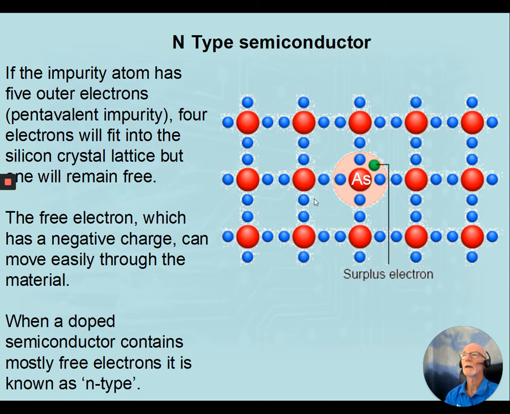As an example, if we dope our material with arsenic, arsenic has got 5 valence electrons. Therefore, we call it a pentavalent impurity. Now, 4 electrons will take part in covalent bonding with its neighbors, and it is left with a surplus electron. It will allow that surplus electron to go free, and it will wander through the material and can then take part in current flow. Because we now have an excess of negative charges, we say that this material is an N-type semiconductor.